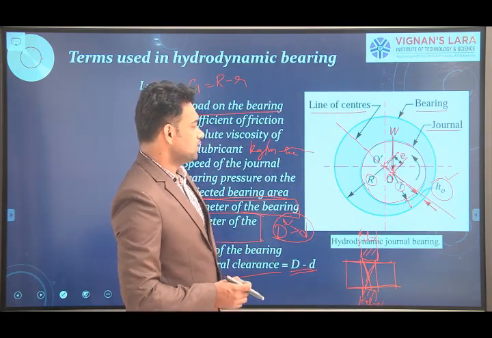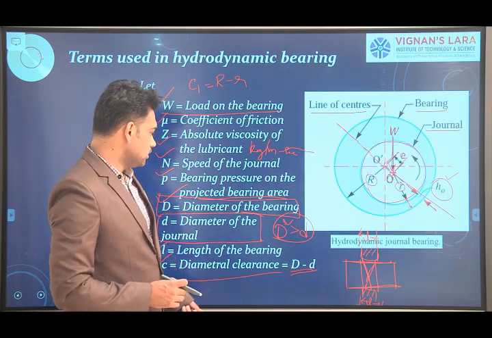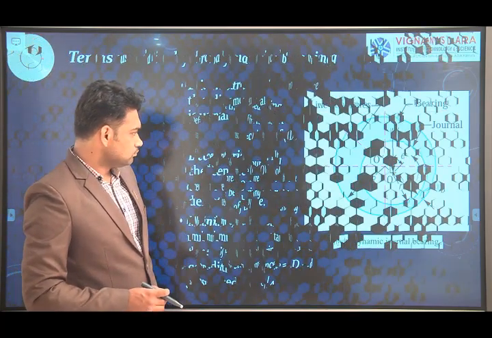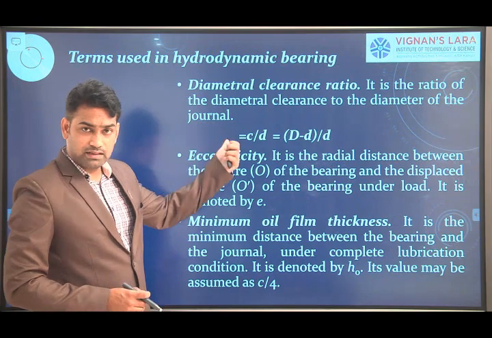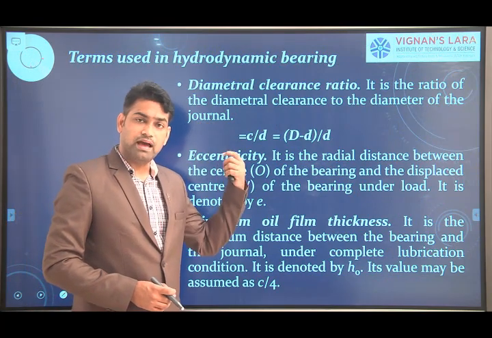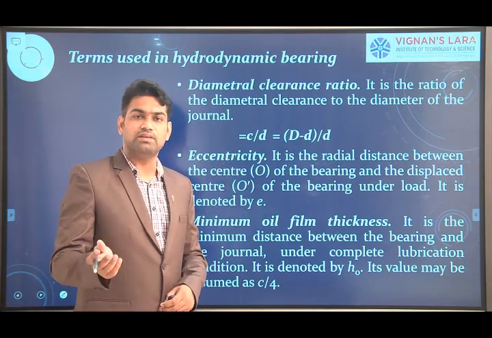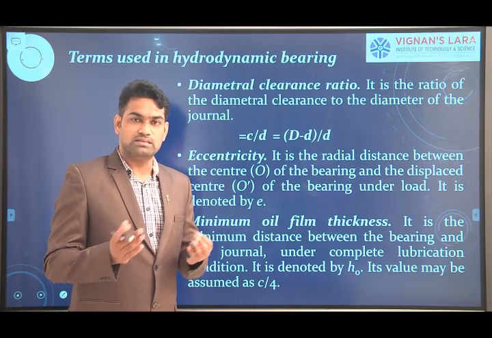Clear? These are the main terms you need to remember, and let us go into that. The first one is diameter clearance. As we stated earlier, diameter clearance is C. That is the difference between the diameters, that is, D minus d.